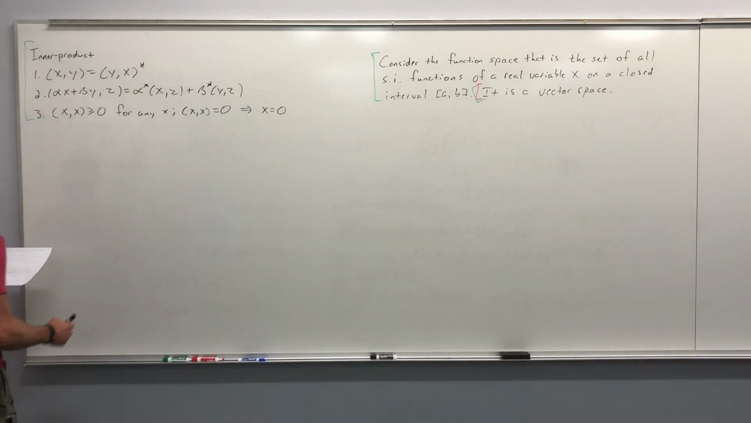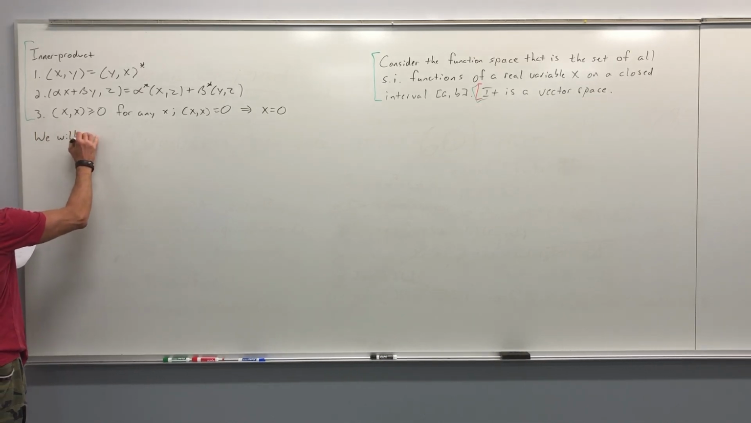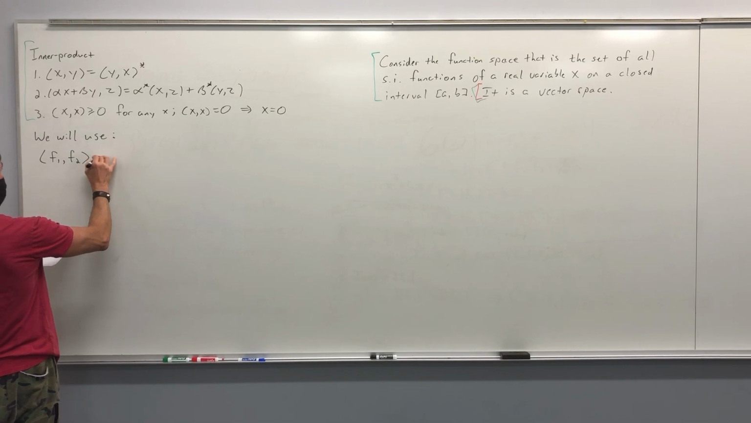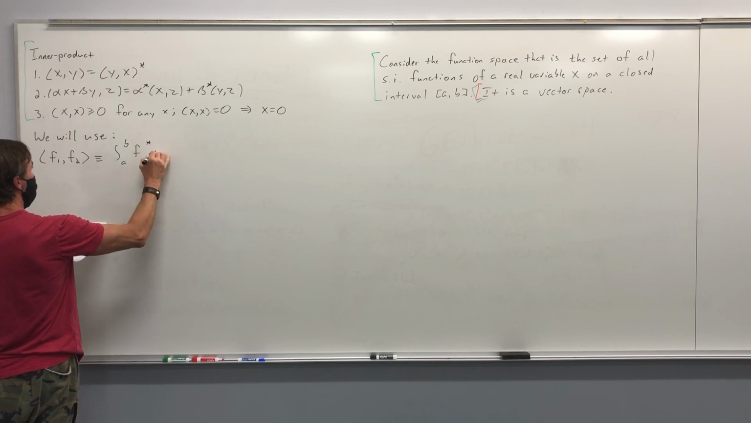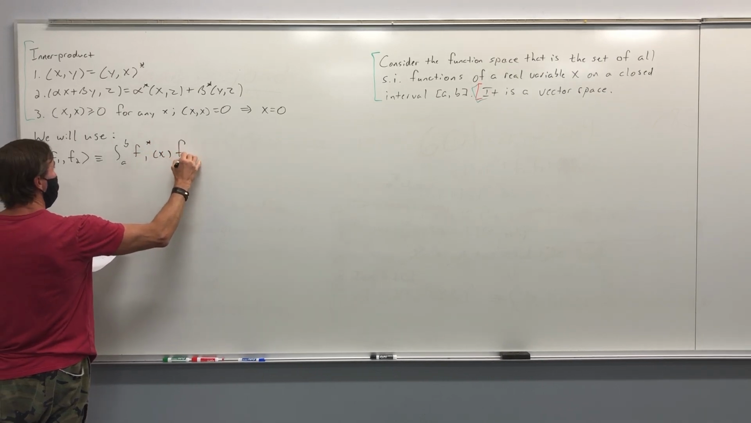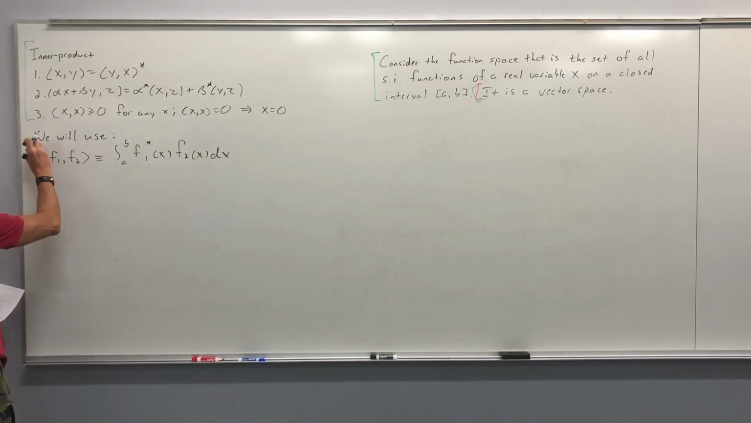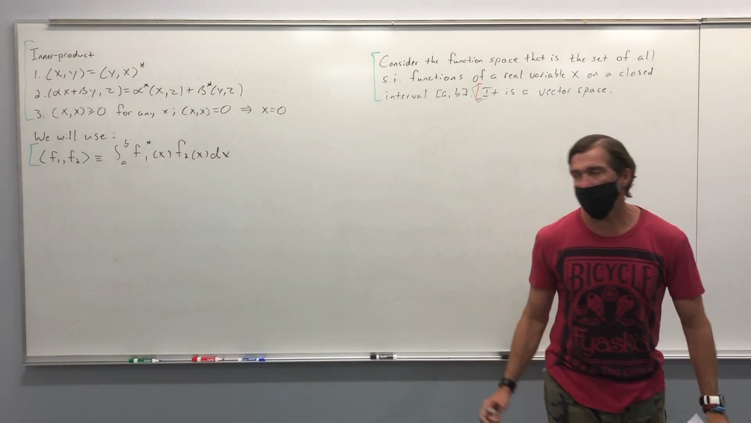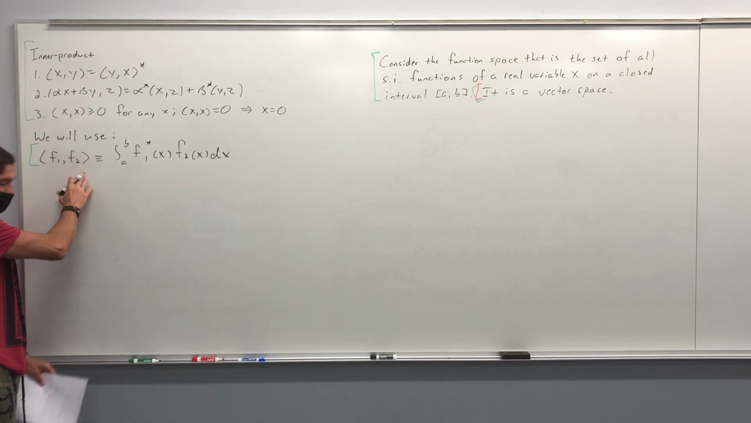All right, so we are going to use the following inner product. If I have two functions, the inner product of the two functions is the integral from a to b of f1 star of x times f2 of x dx. So on our space of square integrable functions, we will be interested in this inner product.